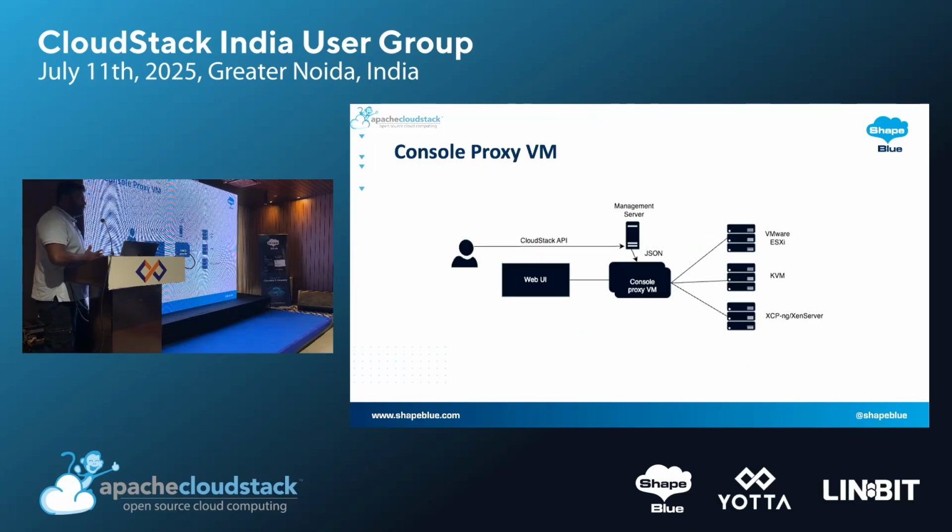Another system VM is the console proxy virtual machine, CPVM, which essentially has the functionality of relaying the virtual machine console from the hypervisor to the user, irrespective of the hypervisor type that you are using. A user typically connects to the console proxy VM, where they actually get the console from the hypervisor. The user doesn't really connect to the hypervisor directly.